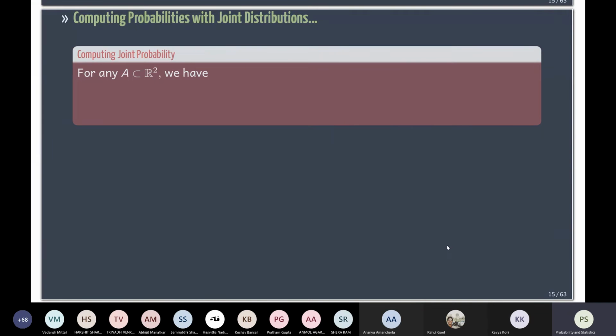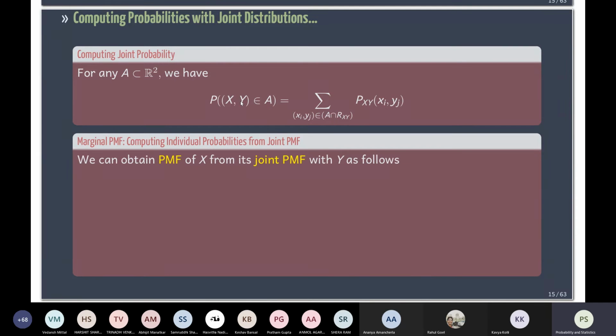Okay. So for any event A in R squared, the probability that (X, Y) belongs to A will be the set of all (xi, yj) pairs in A intersected with the range of (X, Y). And then you sum over the probabilities. So that's how you will compute the probability that (X, Y) is in A. That's the way to compute probability.